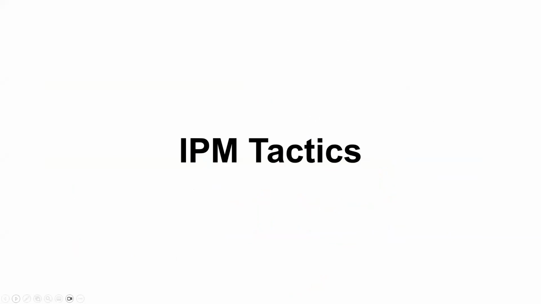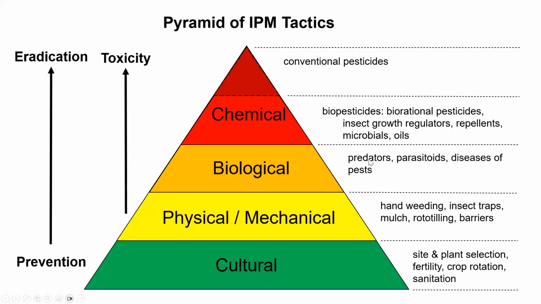Now it's time to talk about IPM tactics. All right, so here is our beautiful pyramid of IPM tactics. A few things I want to point out to you. Prevention is more down at the bottom. I did mention that all things can be used for prevention, but the most preventative things are going to be our cultural controls, followed by physical, mechanical, biological, and then finally chemical would be moving towards eradication. The same thing is with toxicity, right? So your cultural controls are going to be the least toxic. Some of them have no toxicity at all. And the higher up it is, the more toxic things are going to get.